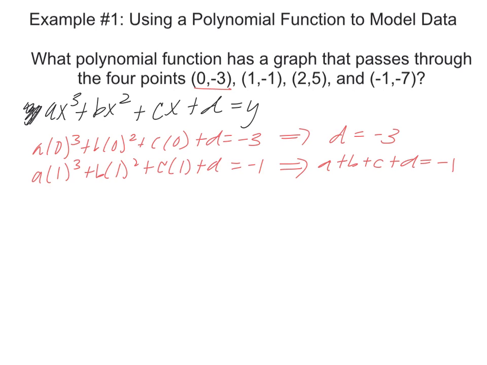Alright, keep going from there with the next point. A times 2 cubed plus b times 2 squared. Uh-oh, I skipped some stuff. A whole lot of stuff. Hold on. Got a little confused.